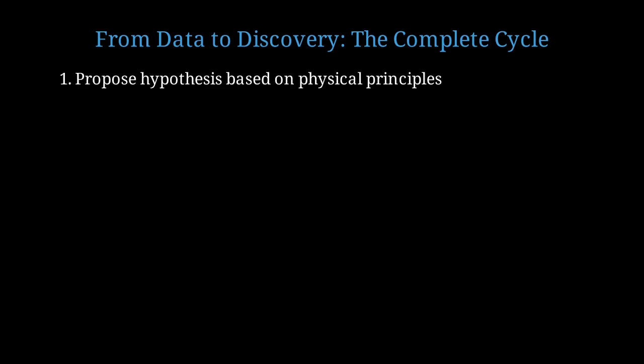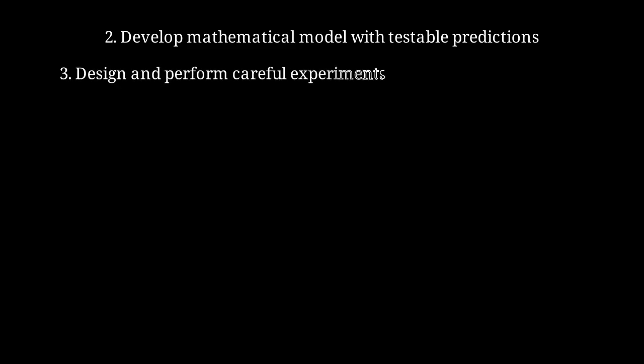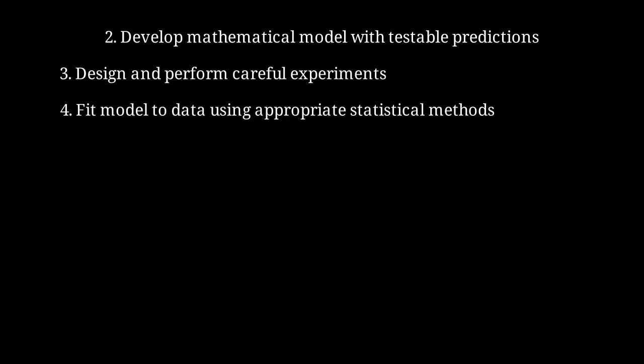Let me summarize the complete cycle of scientific discovery through model fitting. Step 1. Propose a hypothesis based on fundamental physical principles and prior knowledge. Step 2. Develop a mathematical model that makes specific, testable predictions. Step 3. Design and perform careful experiments, paying attention to both random and systematic uncertainties. Step 4. Fit your model to the data using appropriate statistical methods like least squares.